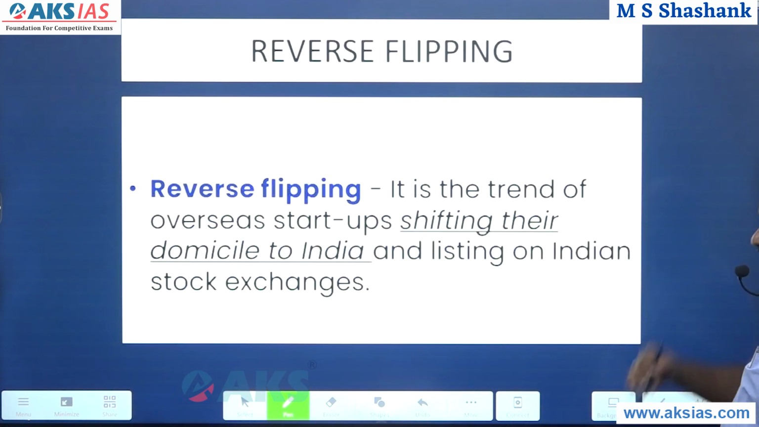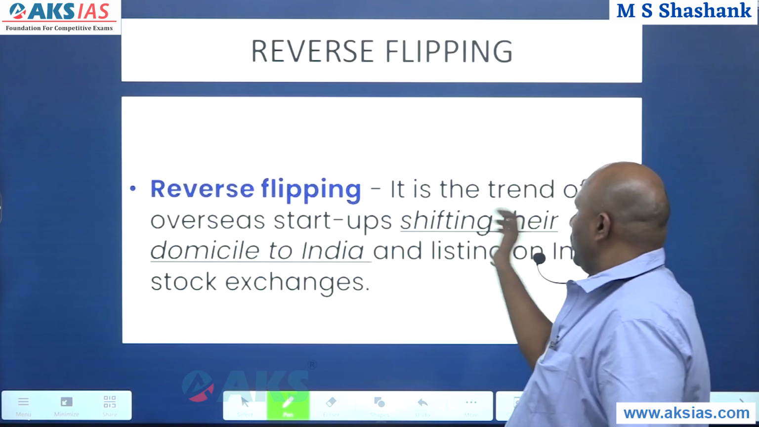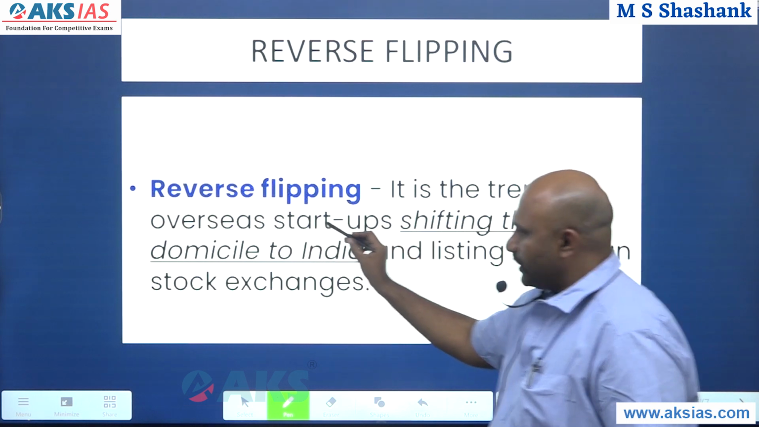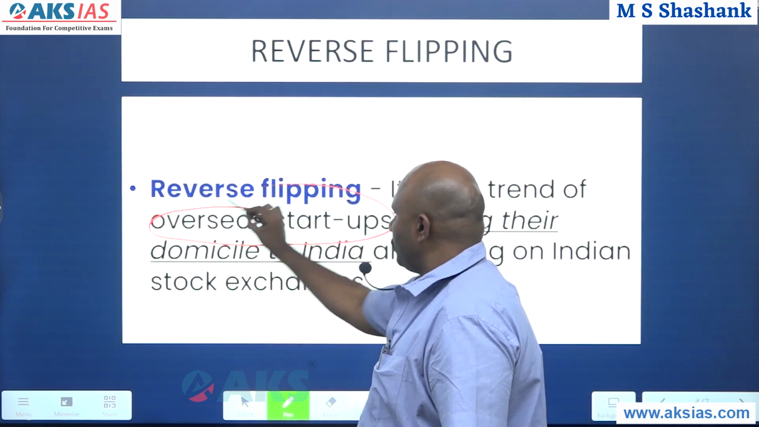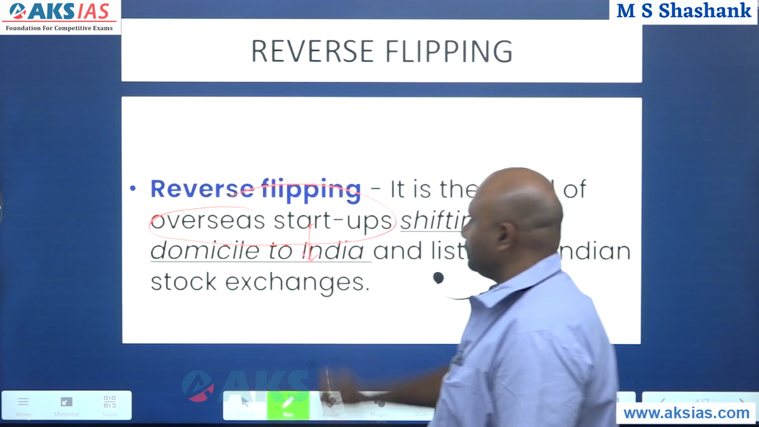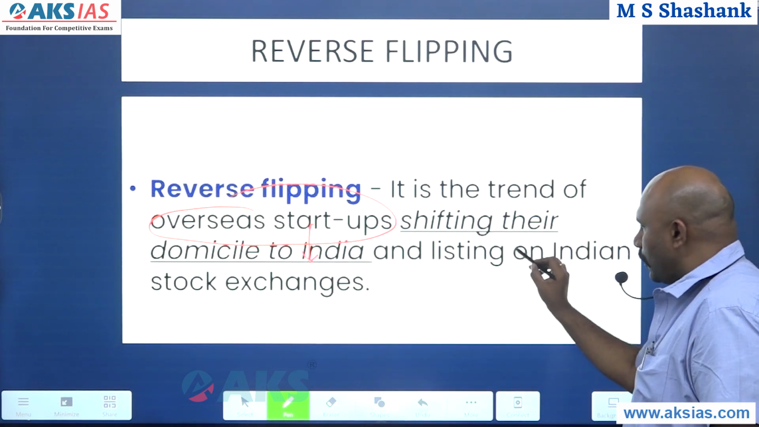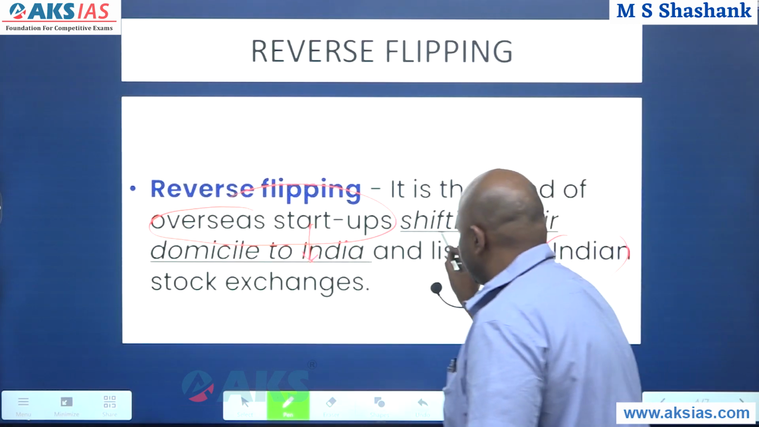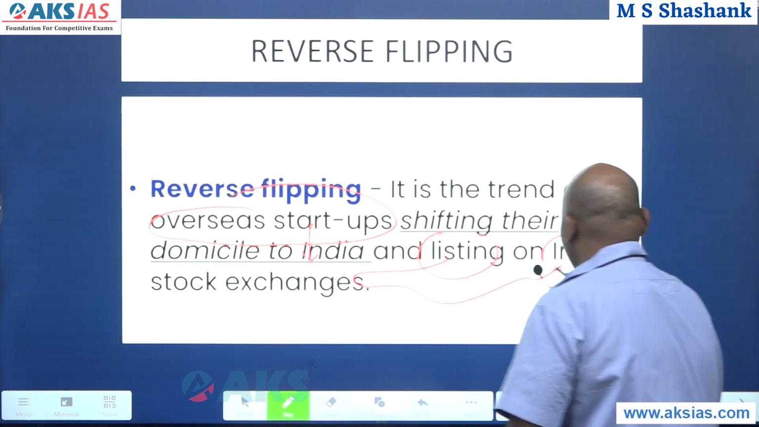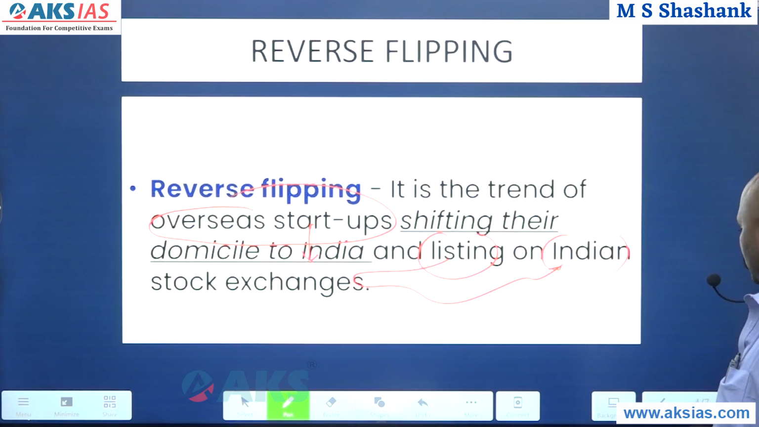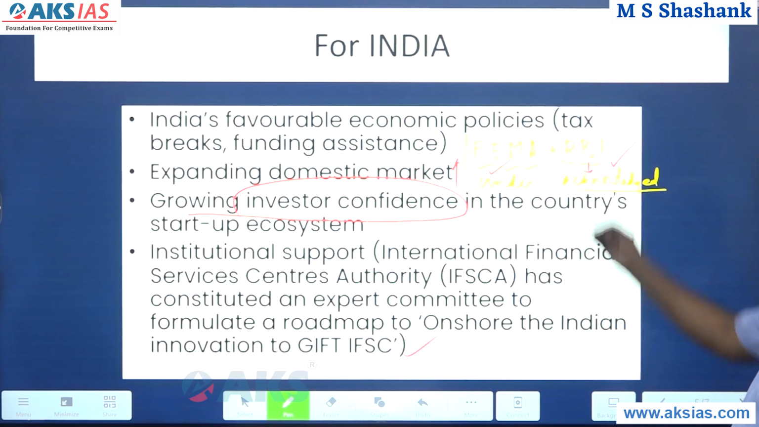Moving on, reverse flipping is the opposite of flipping. It is a trend of overseas startups. Please try to understand: overseas startups moving to India and listing on Indian stock exchanges. Listing is happening on Indian stock exchanges. That is the reason. And what is the best part?